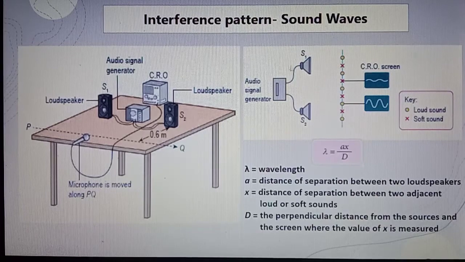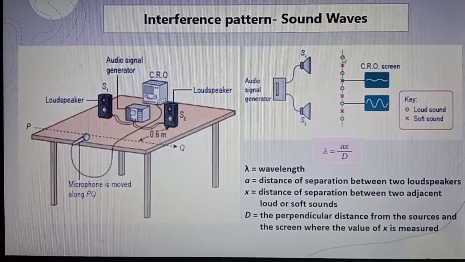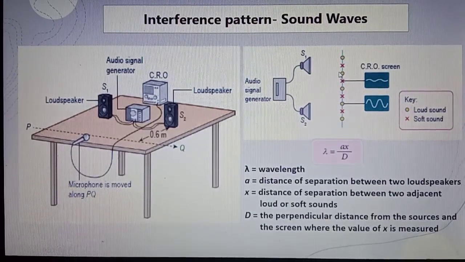So you look here. This is the audio signal generator. This is S1 and S2, the loudspeakers, coherent. And this is the line PQ. When we move the microphone along this line, at a certain point the amplitude becomes very small. At a certain point the amplitude is very high. The yellow dot here represents loud sound, and the cross represents soft sound. So at a certain point there is a loud sound, then weak sound, loud sound again, weak sound. So there is a series of loud and weak sounds alternately.